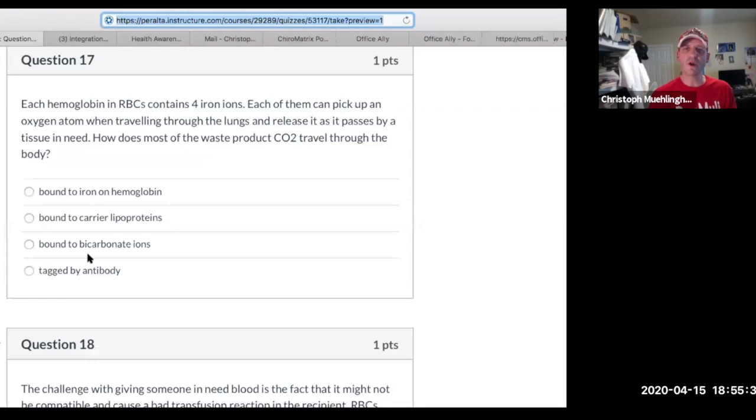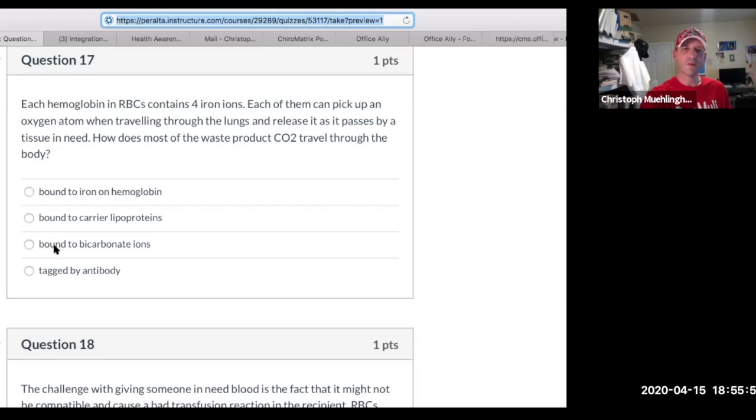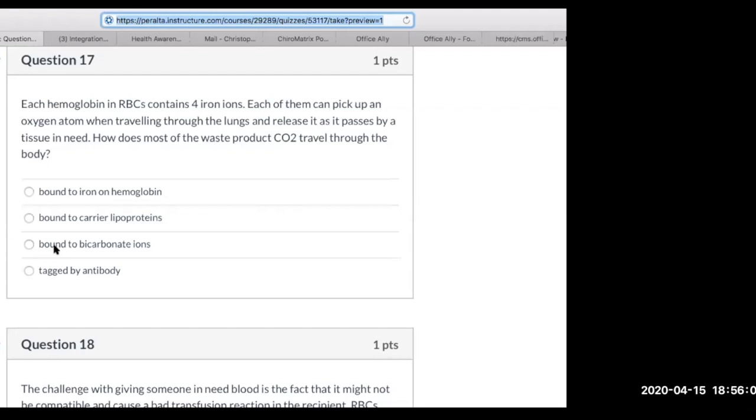Each hemoglobin in an RBC contains four iron ions. Each of them can pick up an oxygen atom and then travels through the lungs and releases it and passes it to the tissue in need. How does most of the waste product, CO2, travel through the body? The third one. And that's Jessica? Yeah. Bound to bicarbonate ions. Perfect. Beat me to it.